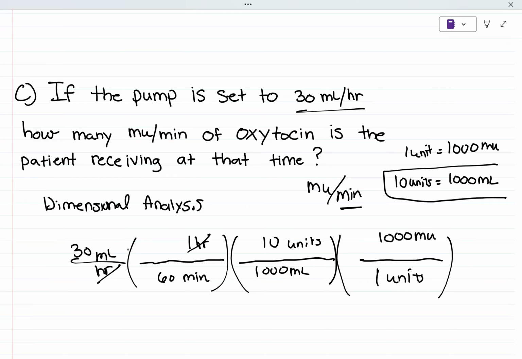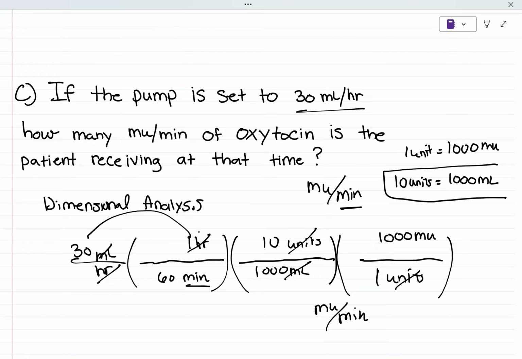Okay, as you can see carefully, what happens to our units? Let's see, the milliliters disappears. The minute stays fine. The units disappears, so you're left with MU on the top and minutes on the bottom. So that's how you know it's correct. And then you just multiply across, not crisscross.